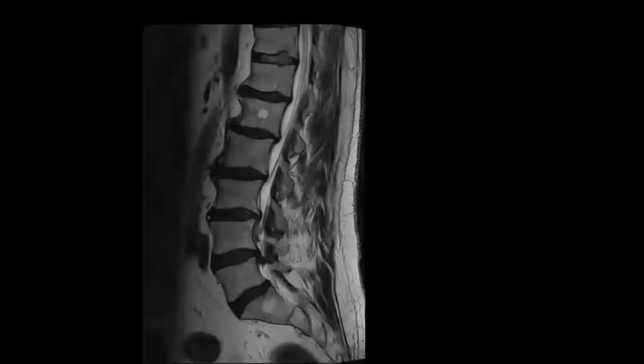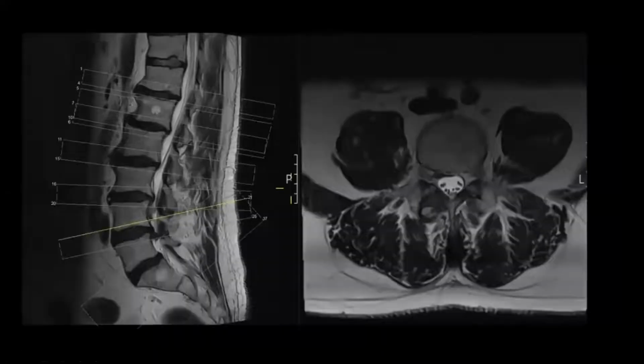Disc extrusion. This is a case of disc extrusion at L4-L5, where you can see that the disc has migrated caudally. It appears to be pinching off and might eventually get sequestered. So going on into your axial images, you can see that the right and left exiting nerve roots appear normal.